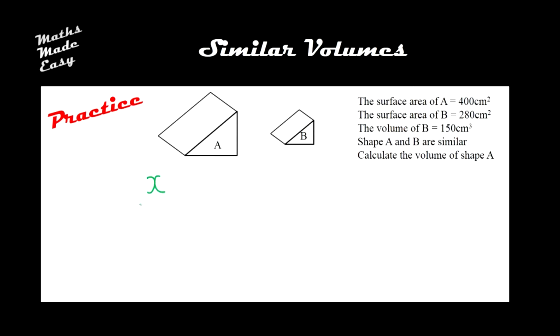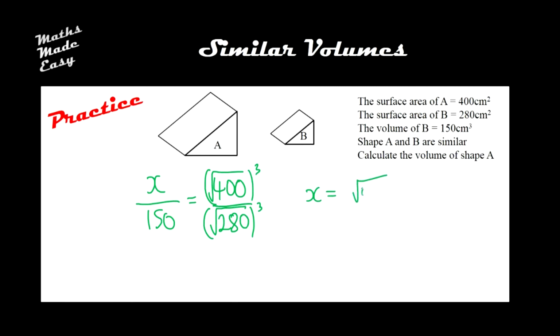Okay, for this one then, so we have x is the volume of A divided by 150 the volume of B. So we have the large volume divided by the small volume, so we have the large surface area divided by the small surface area. We need to square root the surface areas and cube them. And because 280 square root isn't a nice number, I'm going to let the calculator do all of the work for me. So I'm going to write x equals the square root of 400 cubed, times that by 150, and then divide that by the square root of 280 cubed.